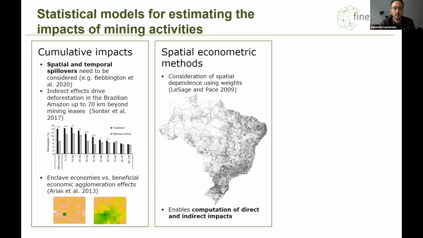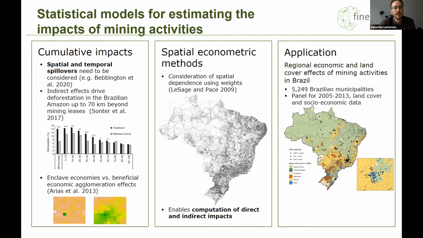And this allows us to compute basically direct and indirect impacts. One application we have on that, I'm working currently on an application, is on regional economic and land cover effects of mining activities in Brazil, where the unit of observation is the Brazilian municipality, and we created a panel data set, also including a lot of other information on socioeconomic variables in order to basically link mining to municipality level economic growth rates, but also municipality level deforestation trends.